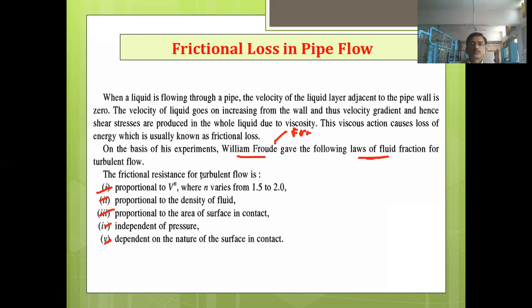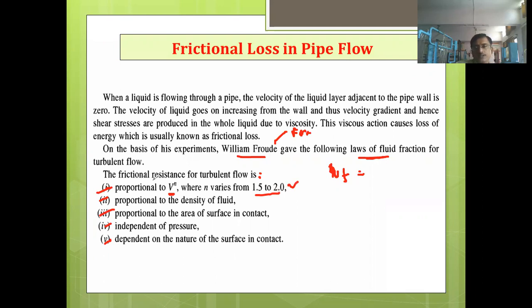The frictional resistance for the turbulent flow is proportional to v to the power n, where n varies from 1.5 to 2. So that point we have seen in the previous slide. In case of turbulent flow, the head loss hf varies directly to v to the power n, and that n varies from 1.5 to 2.